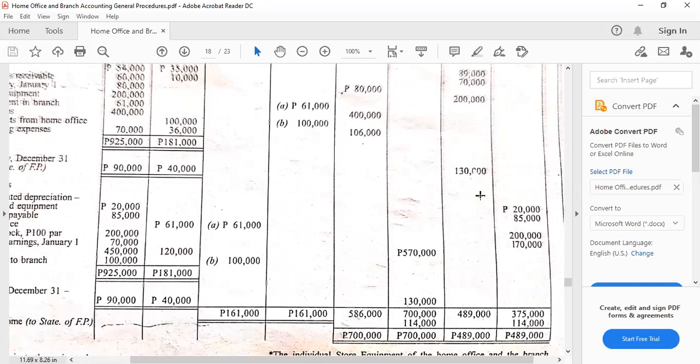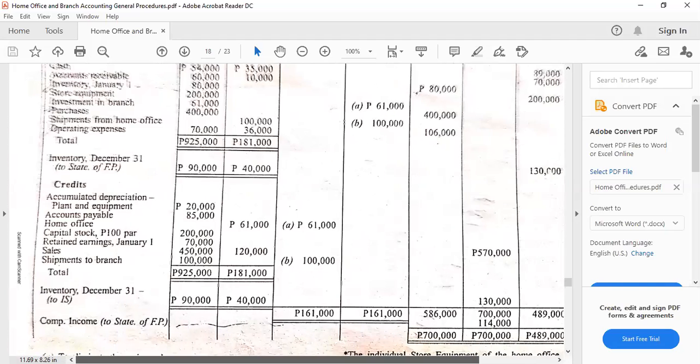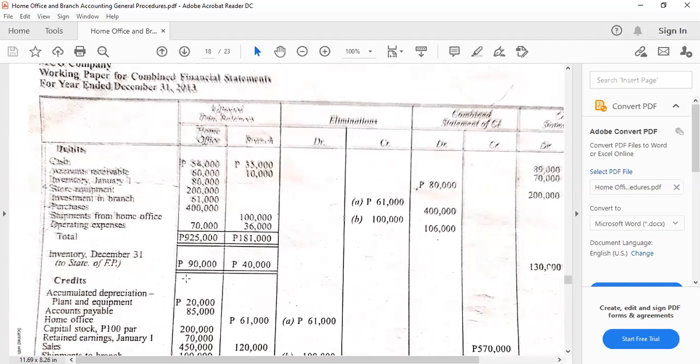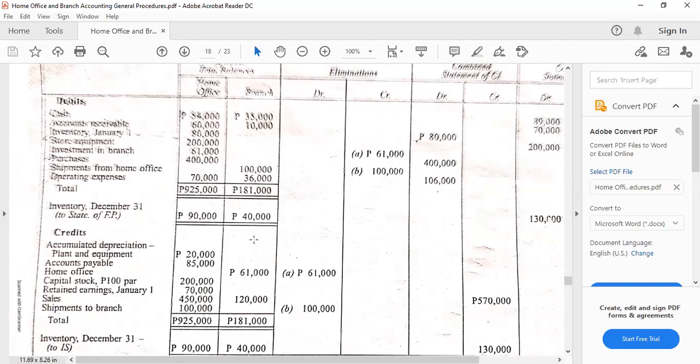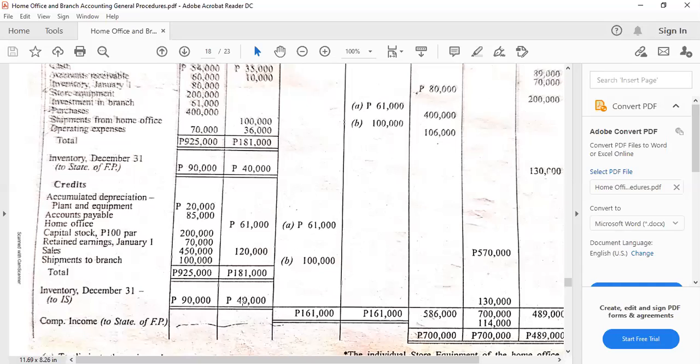And at the bottom, we can notice that we are, of course, equal at all times. By the way, these are the totals for the adjusted trial balance debit and credit. So this means that we are balanced, of course.